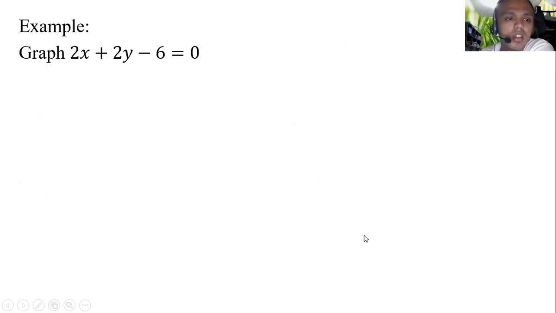Okay? Now, in graphing naman, how can we graph 2x plus 2y minus 6 equal to 0 using the slope, or the slope intercept form?